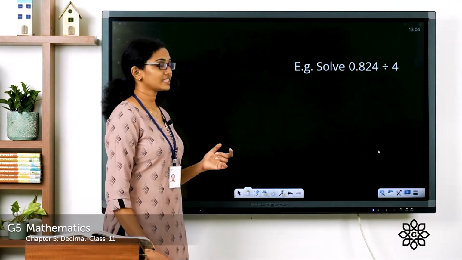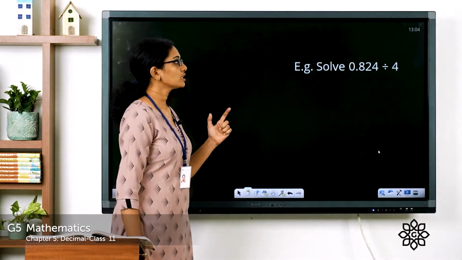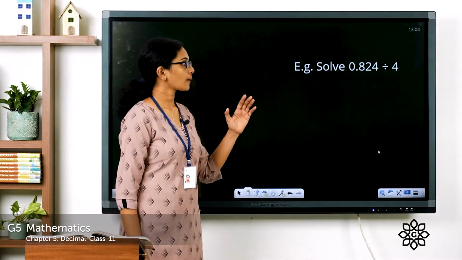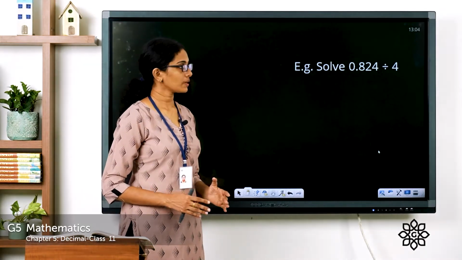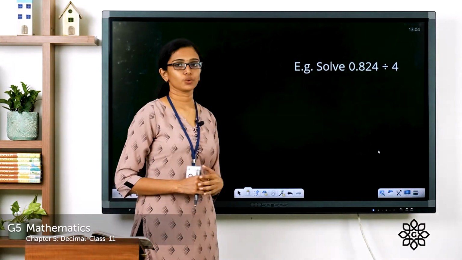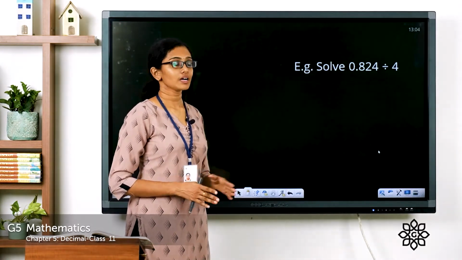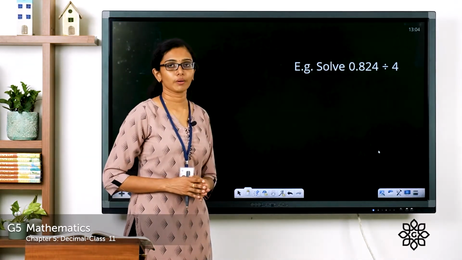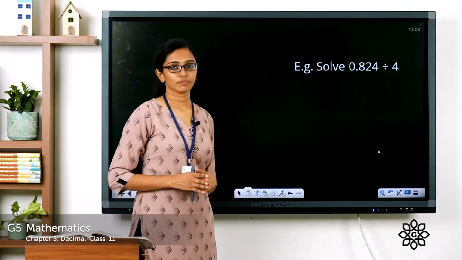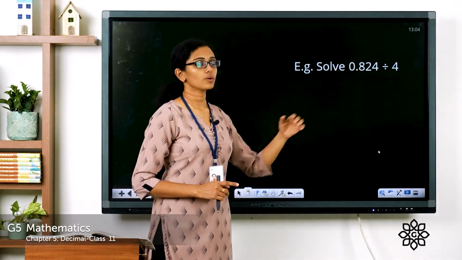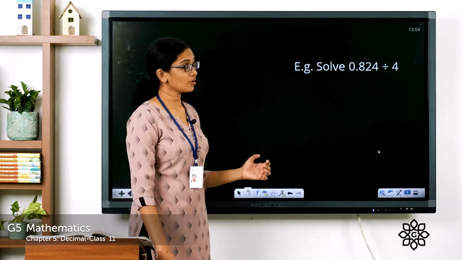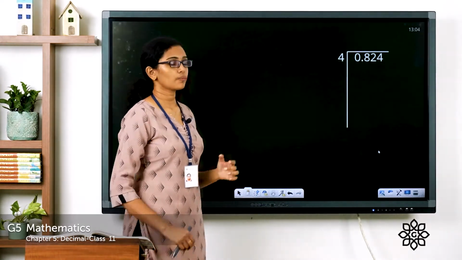Now let's see one more question. Solve 0.824 by 4. So here we have the dividend 0.824, which is the decimal number, but it does not have a whole number part. It only has a decimal part, and the divisor is a whole number 4. So how do we do this division?